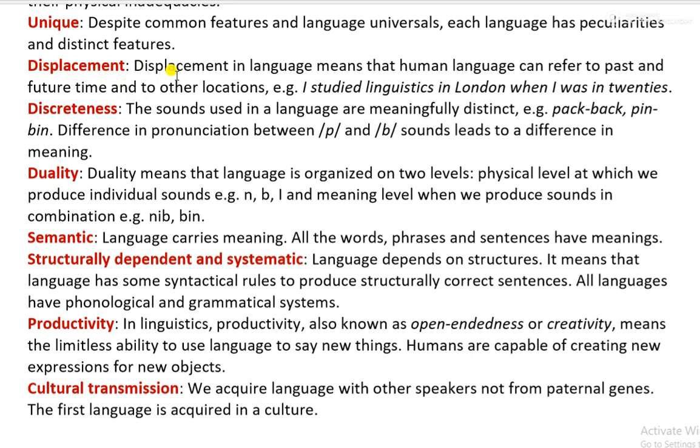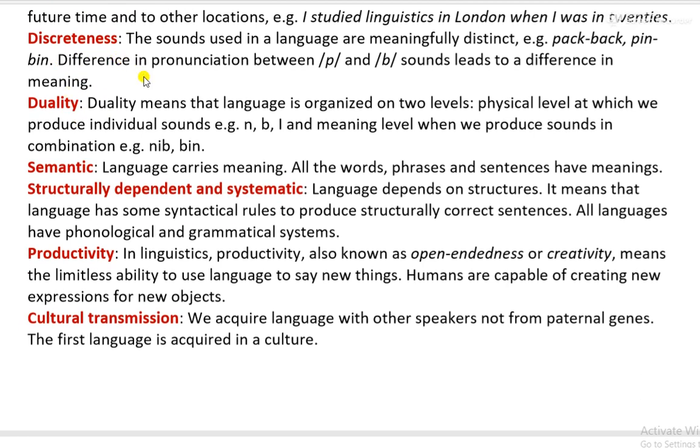Displacement. Displacement in language means that human language can refer to past and future time and to other locations. For example, I studied linguistics in London when I was in my 20s. Here, this characteristic means with the help of a language, human beings can tell one another about their past experiences and also their future plans. But no animal can do it. No animal can tell one another what they have experienced in the past or what their future plans are. So, another important characteristic of a language is displacement.